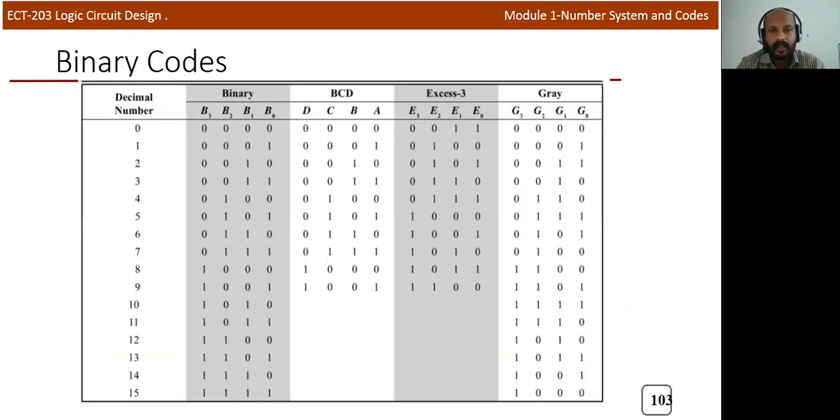So now we can conclude. We got an idea about what is meant by different binary codes. We discussed binary code, XS3 code, and gray code. So each decimal number can be represented using different coding formats.